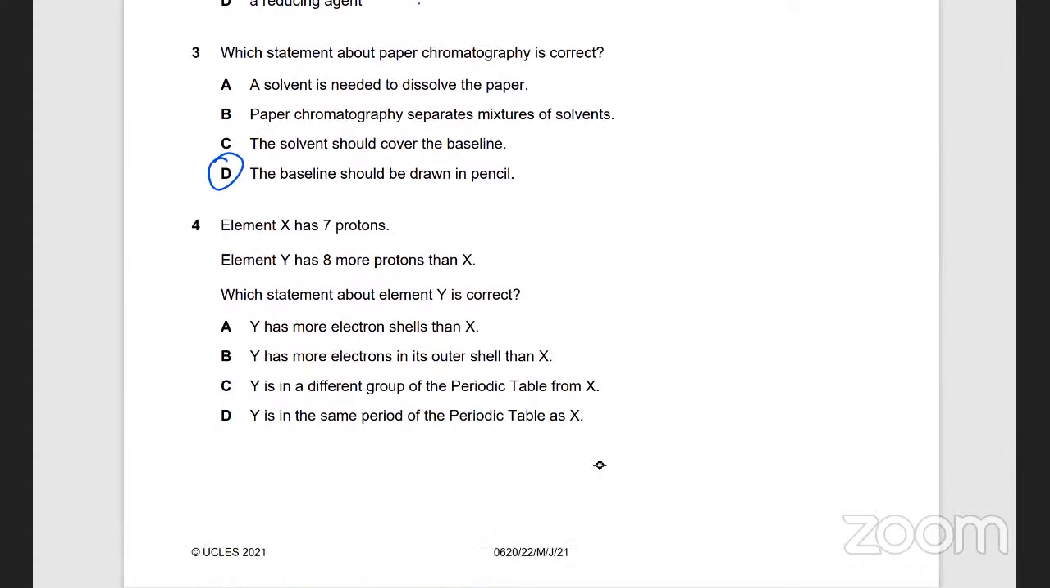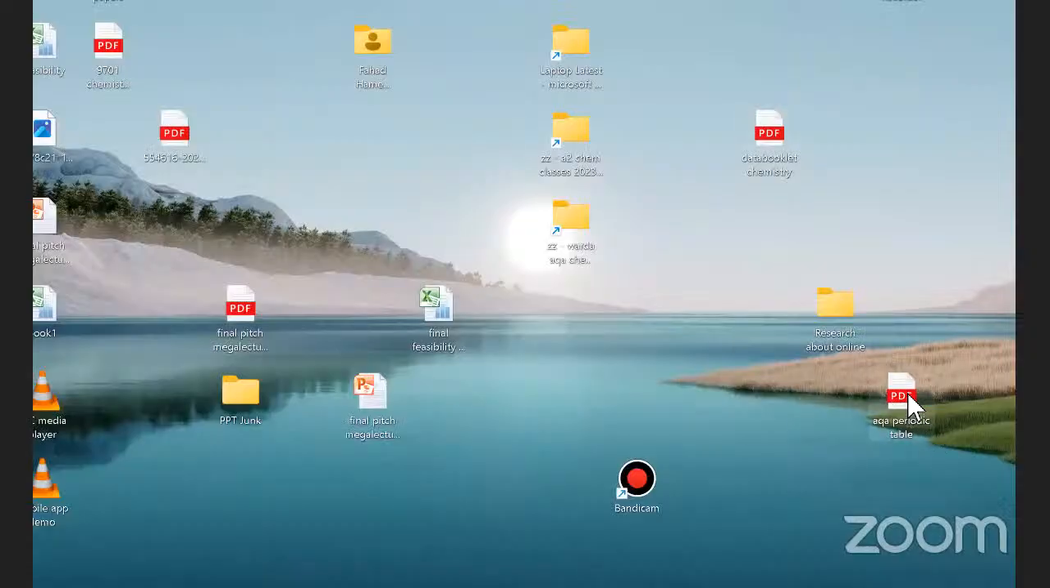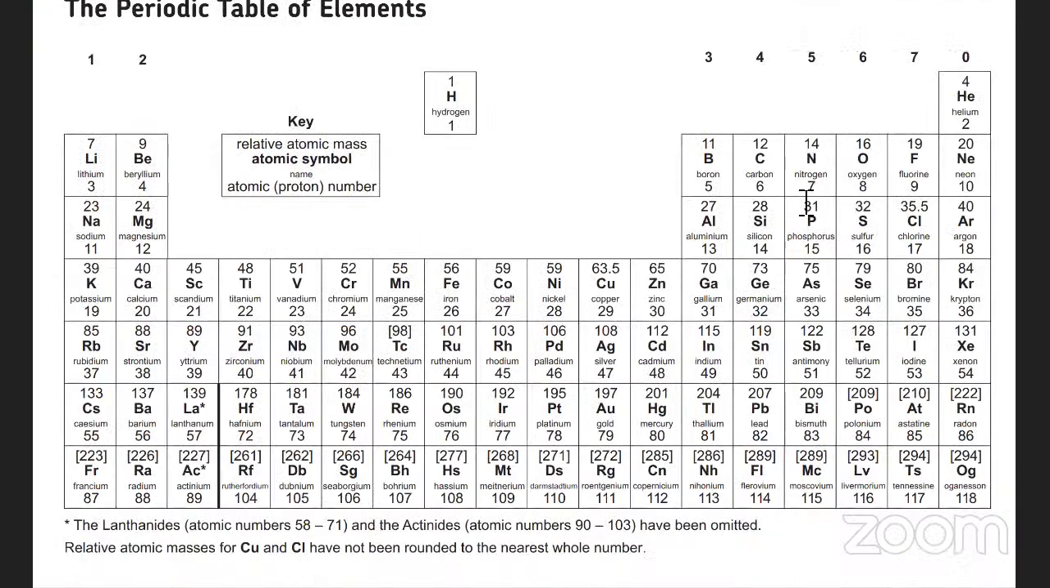So next one, element X has 7 protons, element Y has 8 more protons, ठीक है, तो उसके पास कितने protons हो गए? That's going to be 15, right? Is that clear? Which statement about element Y is correct? तो उसके पास 7 protons है. If you have a periodic table, 7 or 15 protons, right? 7 protons, it's nitrogen, right? And 15 protons is in the same group, and that's phosphorus, right?